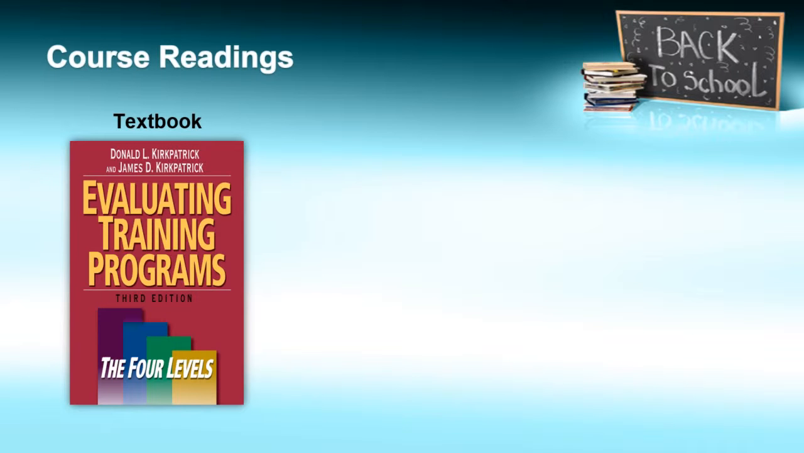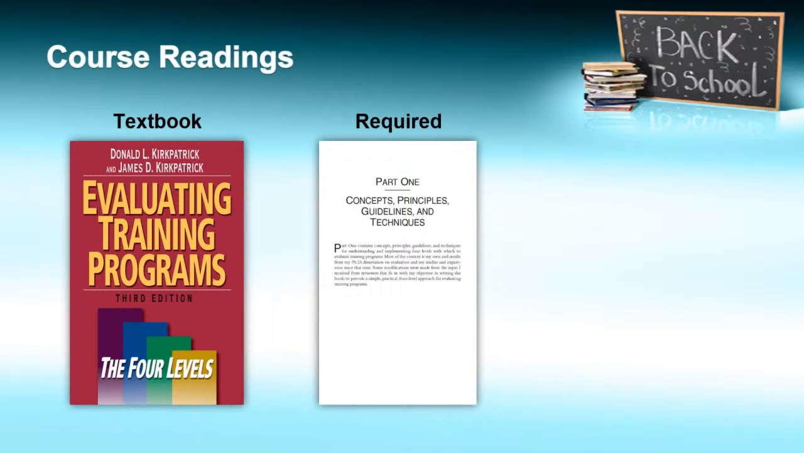It is divided into two parts. The first one and the shortest one is the required content, and it basically provides concepts and principles, guidelines, and techniques, but it's pretty much focused on what we should look at when we're evaluating training programs. So this would pretty much provide the information about the what.